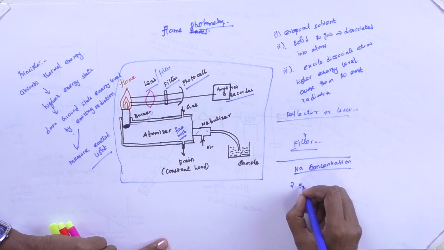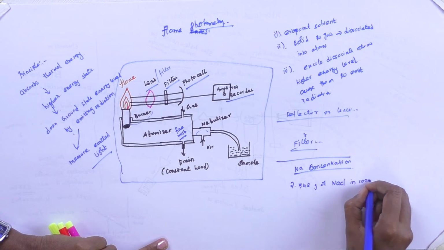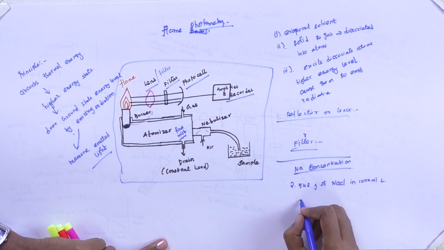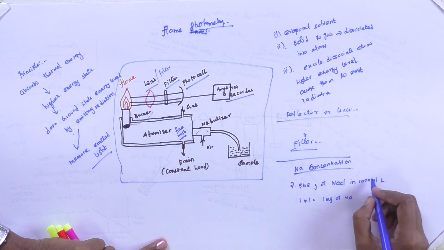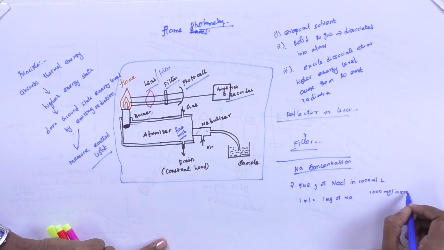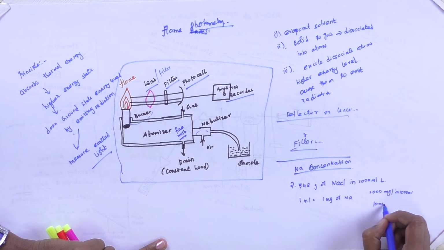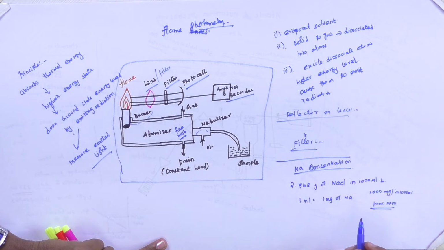By dissolving 2.542 gram of sodium chloride in 1000 ml water, 1 ml of water contains 1 milligram of sodium. That means the total water contains 1000 milligram of sodium in 1000 ml, or otherwise we have to say 1000 ppm. That stock solution is 1000 ppm, made by dissolving 2.542 gram of sodium chloride in 1 liter of water. After that we have to make a dilution for the required volume.